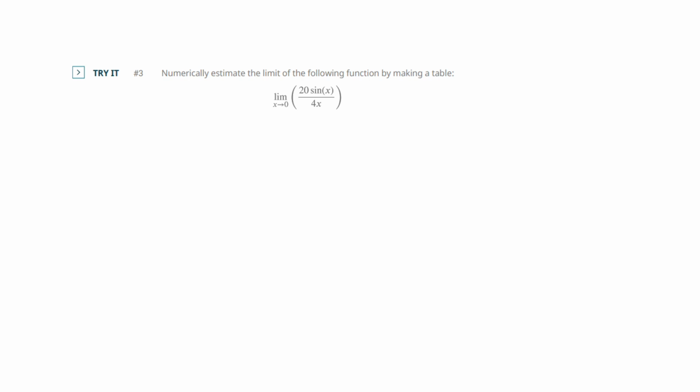All right, now same thing here. So we're going to do this again. We're going to build us a table. Coming from the left, again, I'd recommend, I mean, you could do any numbers you want, but negative 0.1, negative 0.001, that worked for us before. We're going to come from the left, we're going to come from the right, we're going to see what happens.